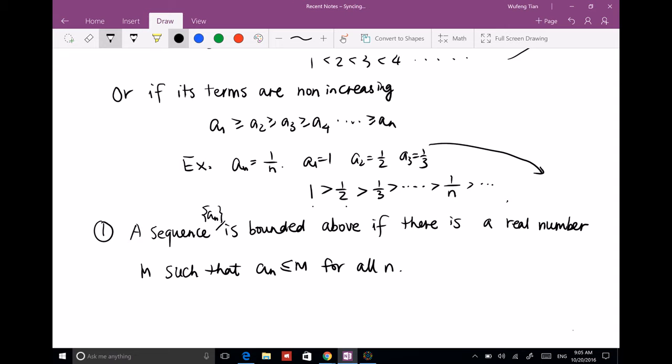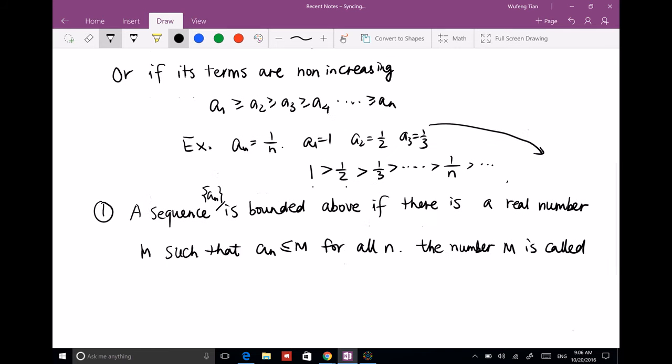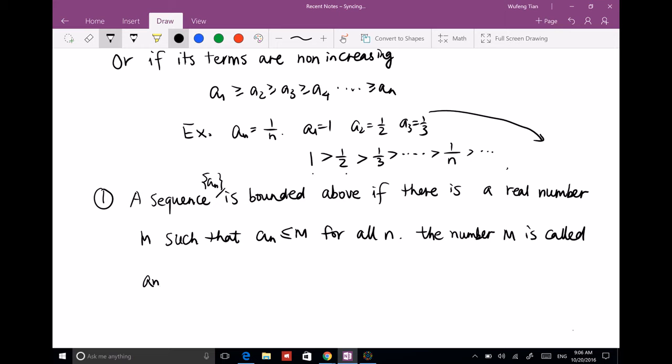So basically the sequence is bounded above. You have a real number M such that AN is less than or equal to M for all n, and then the number M is called an upper bound of the sequence. Basically all of the terms are less than or equal to M.